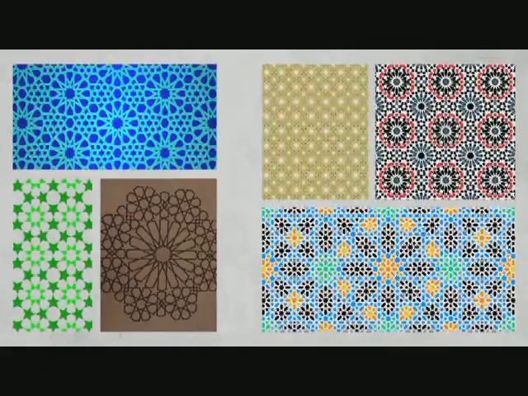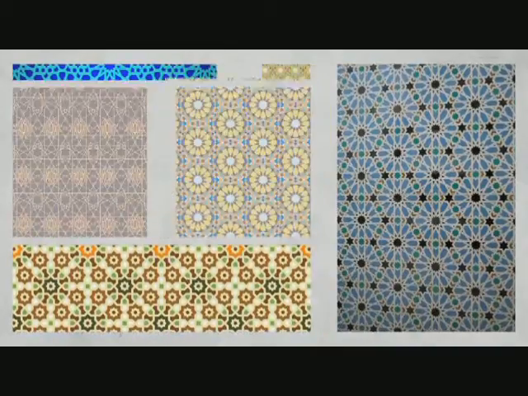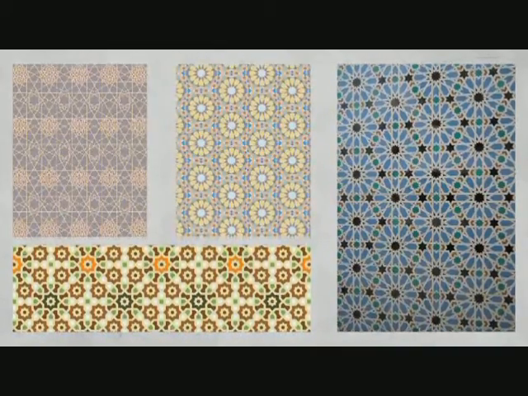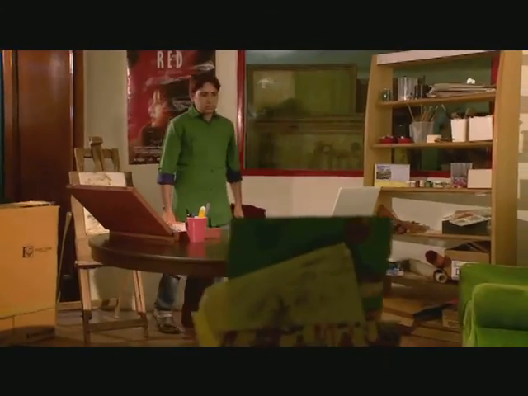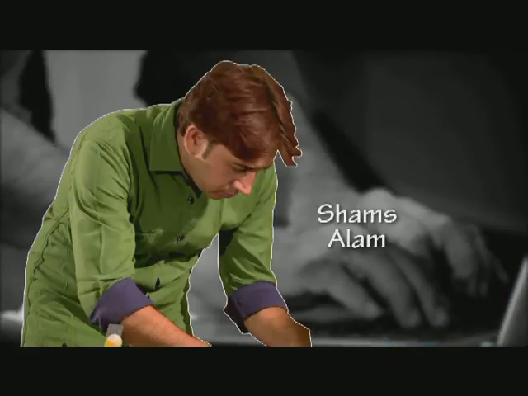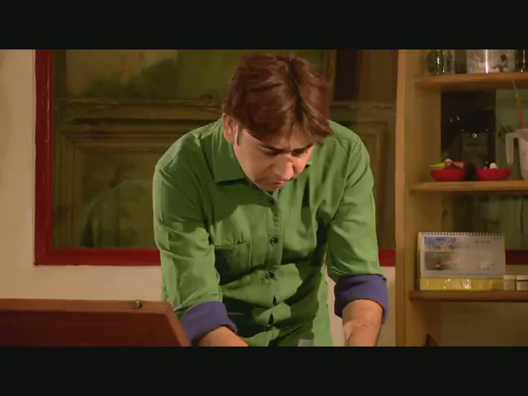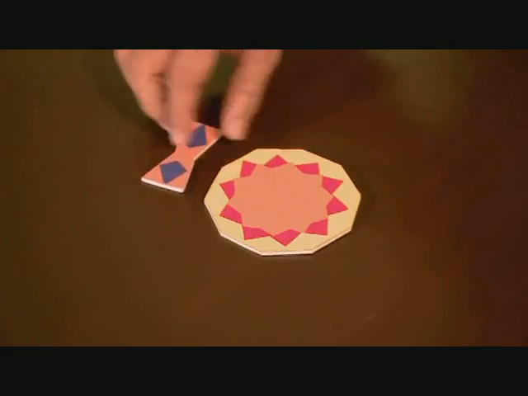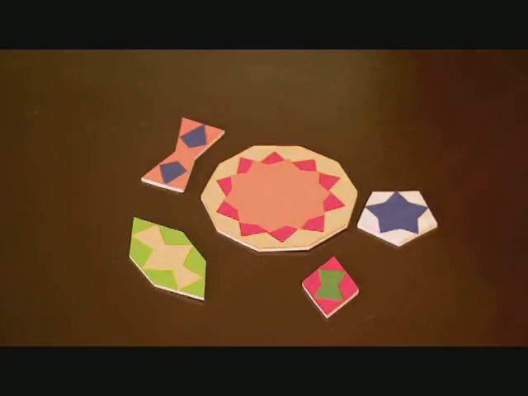He found that he could break the patterns into recurrent shapes. Lu suggests that Islamic architects used these shapes, which he calls girih tiles, to map the patterns onto the walls. Let's move to the studio of a young artist, Shams Alam, to learn a little bit more about girih tiles. Very simply, it is a set of 5 tiles of different shapes. A regular decagon, a bowtie hexagon, a regular pentagon, an irregular hexagon, and a rhombus.